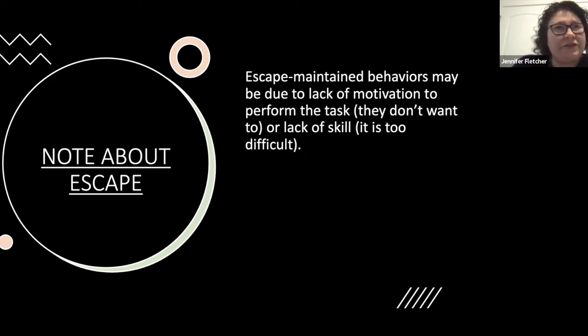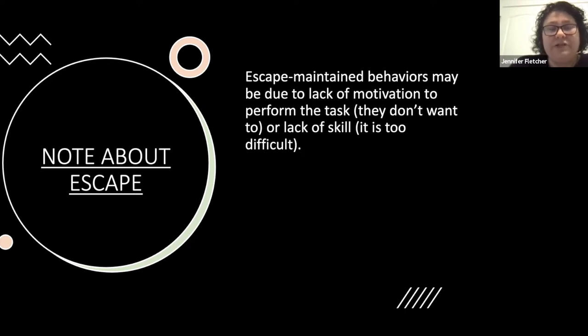or maybe we just think they should know how to do something, but they really don't know how to do it, where some sort of skill is just too difficult for them to do. A lot of kids, for example, with autism struggle with handwriting skills. I've seen a lot of escape behavior due to the fact that they really don't know how to write very well.